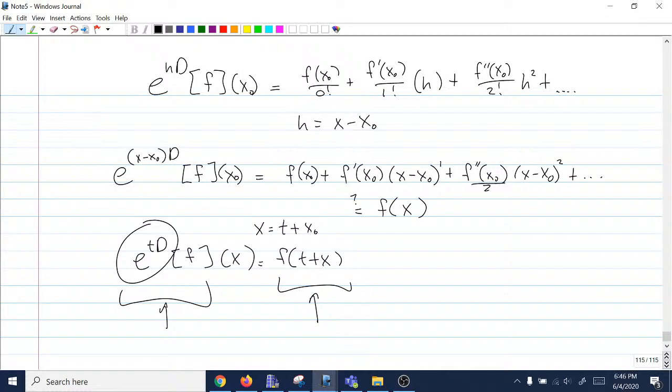There's a cool equation to have worked out. What does that mean? I don't know. I just love it though. I just love thinking about the idea of e to the derivative meaning translation. Weird. That's the idea of Taylor series.